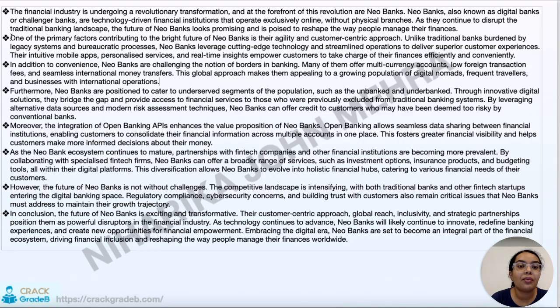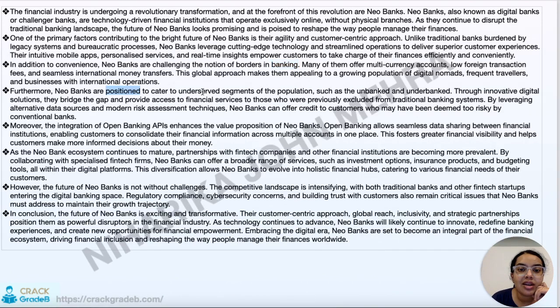Here, why these neobanks are getting popular, that's what I get to see. So in one word, I can summarize every paragraph here. In addition to convenience, so one thing is convenience. I need to write about convenience. They are challenging the notion of borders in banking. Many of them offer multi-currency accounts. That means internationally it is helpful as well. So that's again covered in this. I have noted it down in my mind.